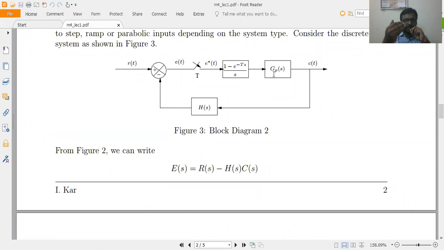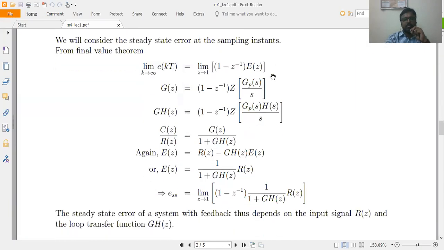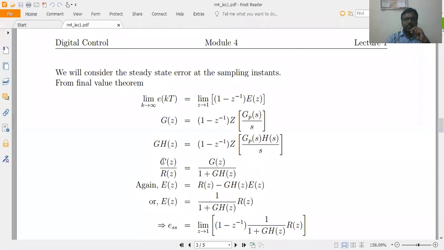While discussing the concepts of the pulse transfer function, I have shown the overall pulse transfer functions for different types of the modules. That means for different types of block diagrams, we have seen the overall transfer function, that is C of z divided by R of z. Therefore, the overall transfer function for this kind of block diagram can be expressed as C of z divided by R of z is equal to G of z divided by 1 plus GH of z.